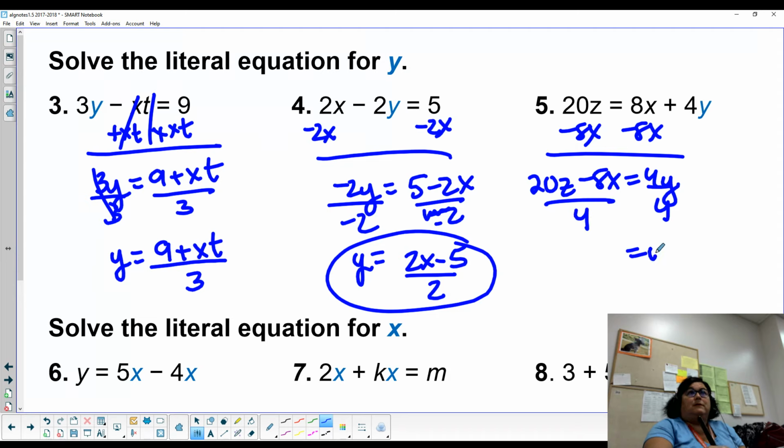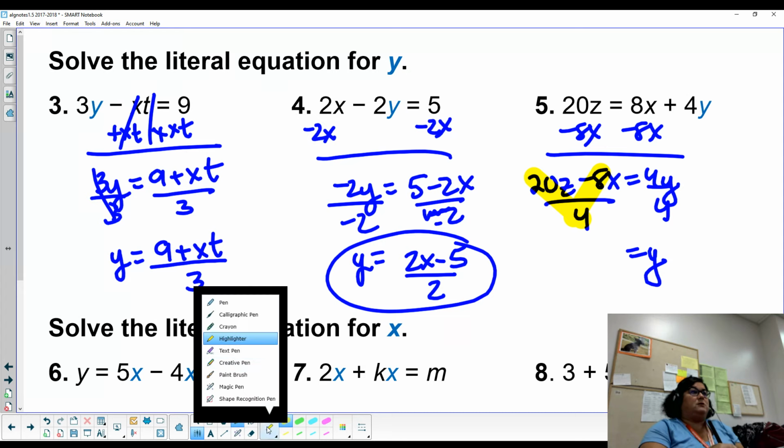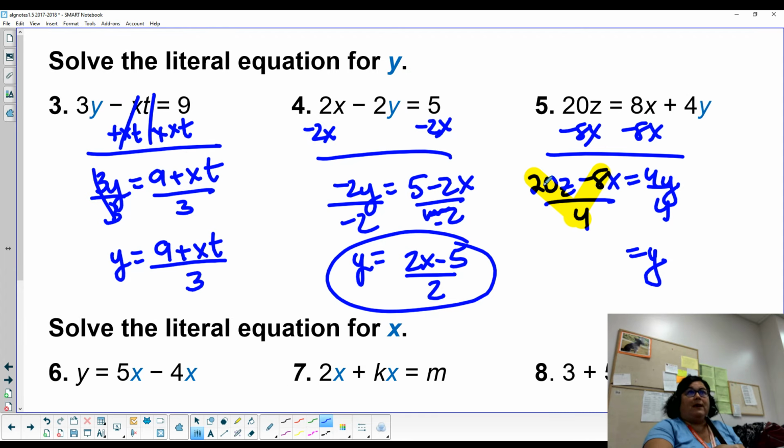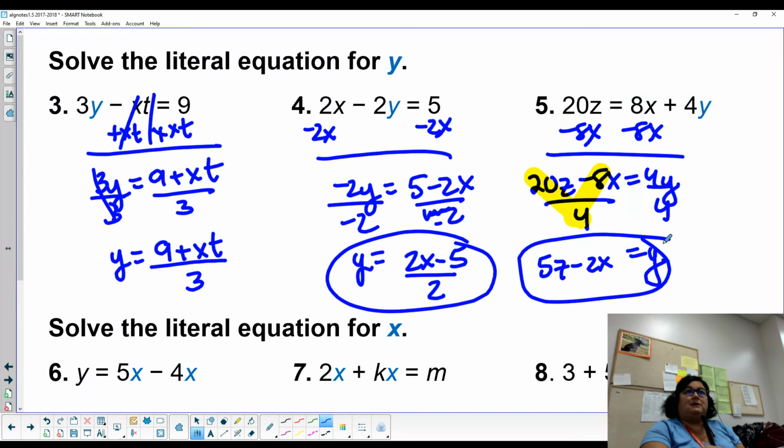Okay, now on this one, you can go a little further. If you look at this, 20 is evenly divisible by 4, and so is 8, which is why you can go a little bit further. So if I go ahead and simplify, 20z divided by 4 is 5z. And -8x divided by 4 is -2x. This is my final answer. And you would have to simplify.